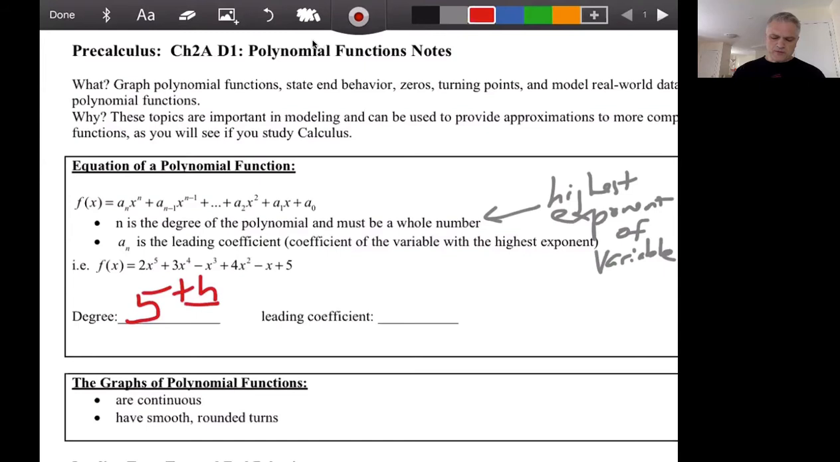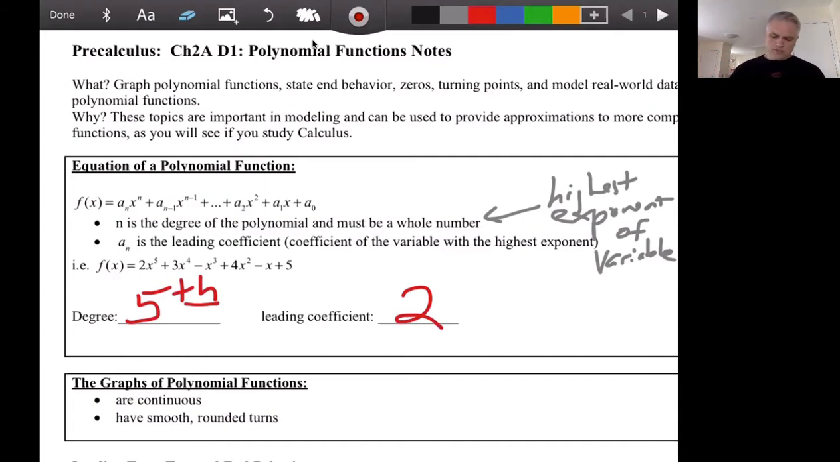Now, because it's a fifth degree polynomial, we're also going to use that coefficient to answer the question, what is the leading coefficient? So the leading coefficient is 2. It's that simple. Now, if that 2x to the fifth were at the end of the polynomial, the answer would be the same. The answer would be identical. So don't let the fact that this particular example lists it first confuse you. The highest exponent of a variable tells you the degree, and that term's coefficient is the leading coefficient.